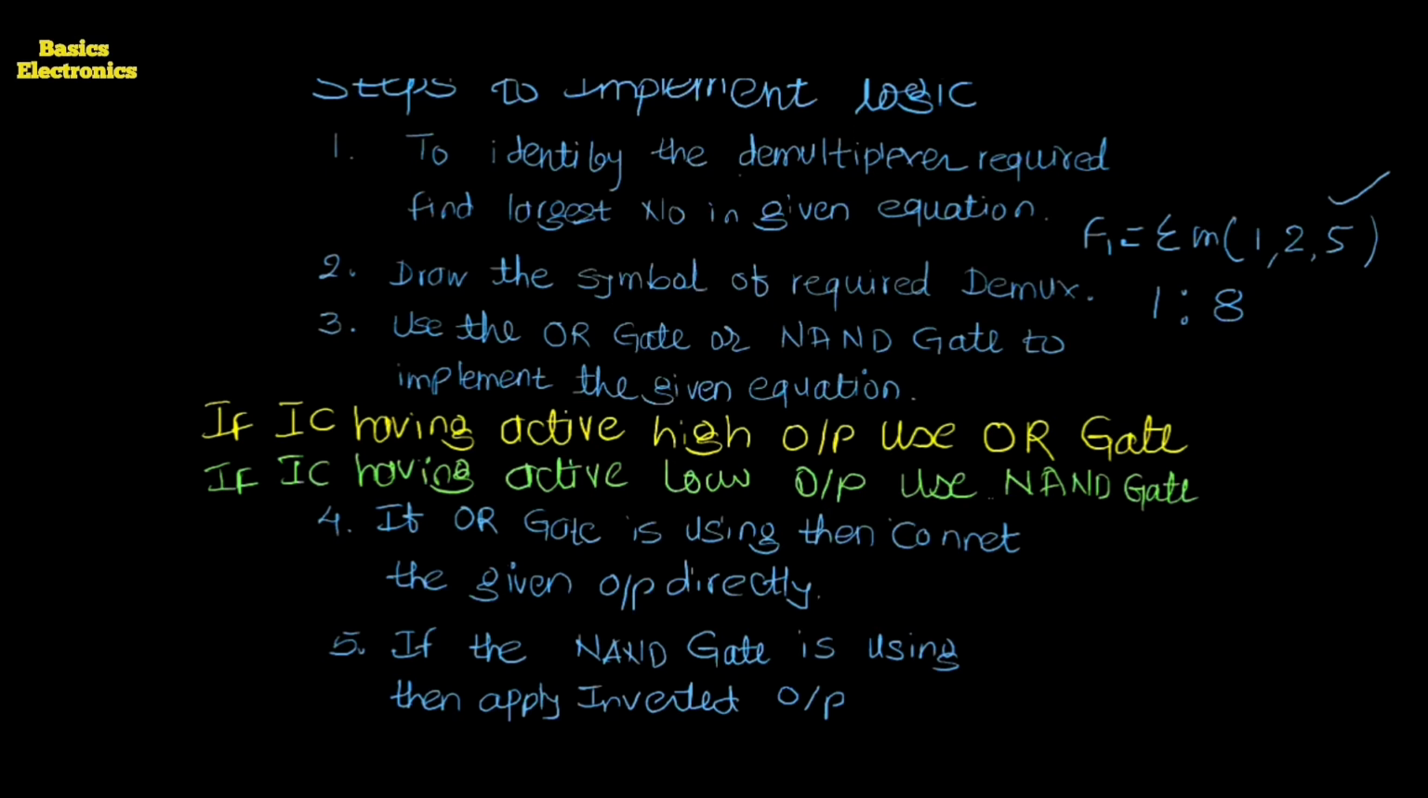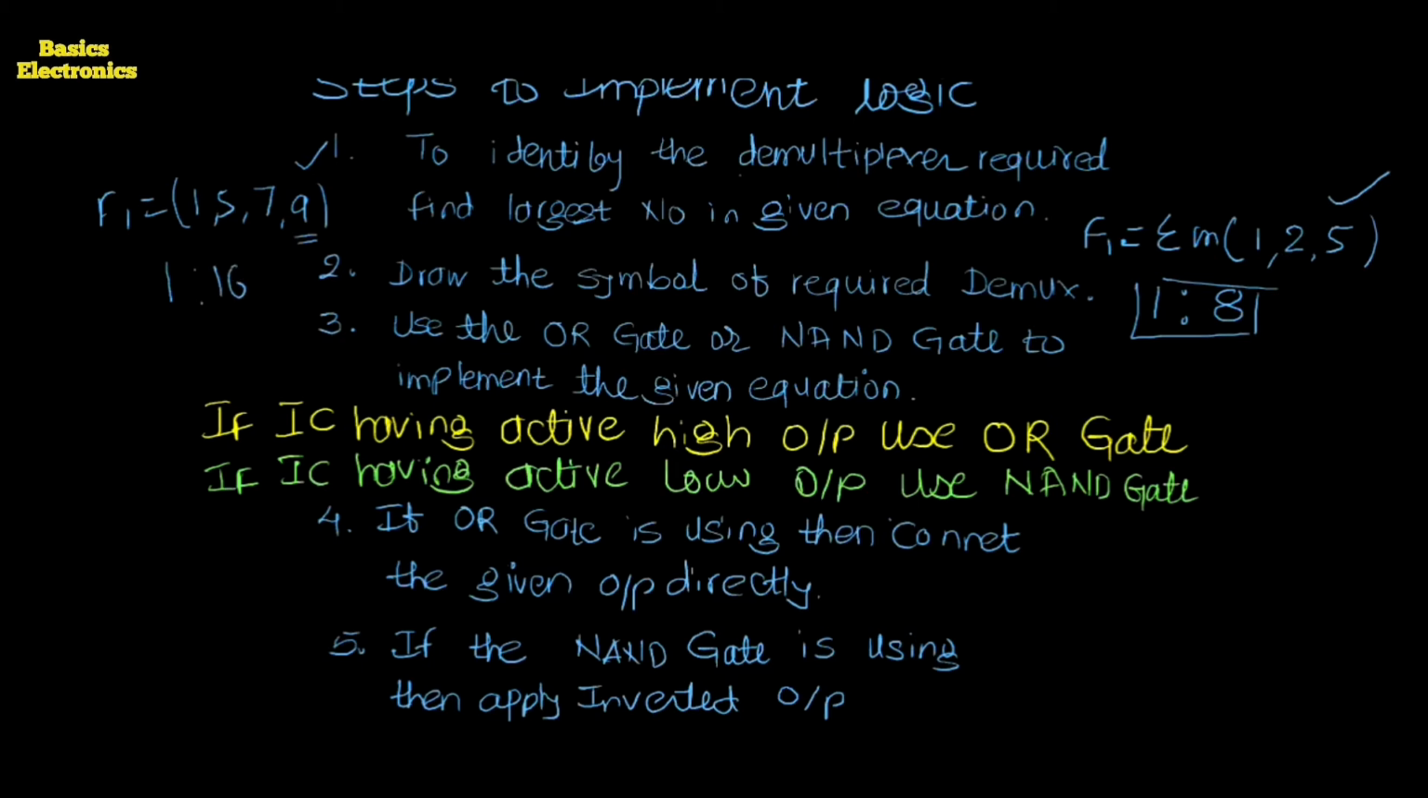If the equation is like this: F1 equals to summation of mean term in bracket 1, 5, 7, 9. Then here the largest number is 9. If we see the 1 line to 8 line demultiplexer, then it is having 8 number of maximum output lines, and here in the given equation there is a 9 digit, means the minimum 10 lines are required to implement the logical equation, means the demultiplexer which have minimum 10 lines. So here 1 is to 16 line demultiplexer we require to use.